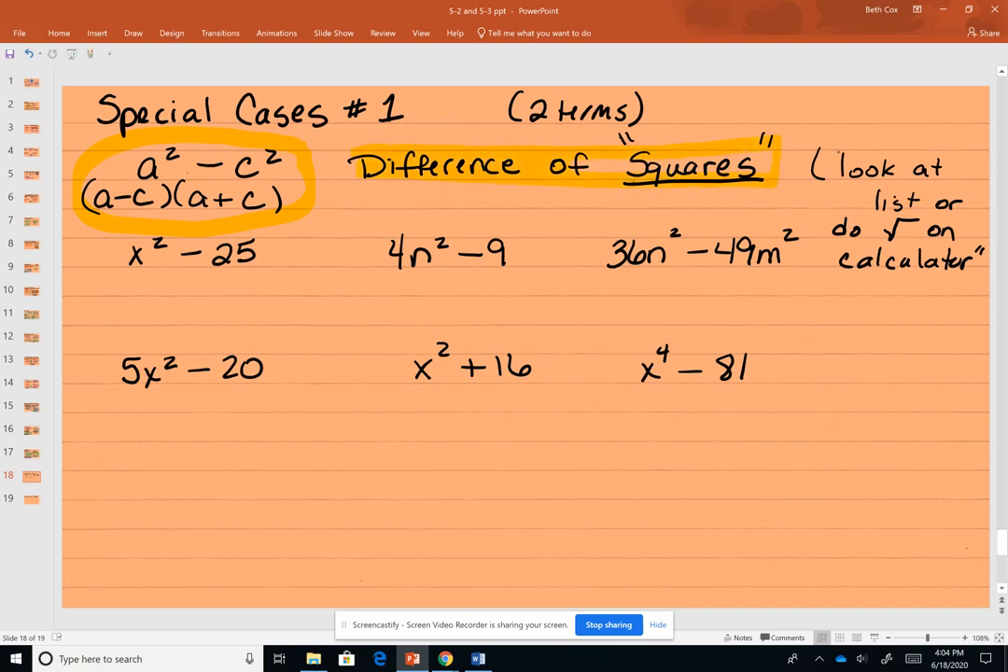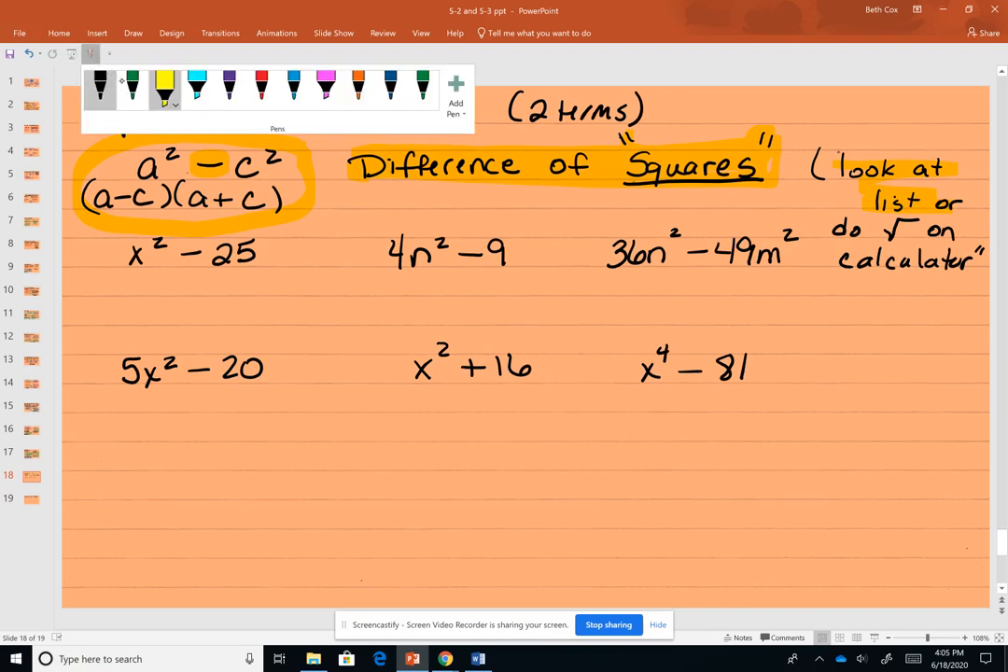squares. Now this term squares, this is where you want to look at your list. And the term difference means subtract. So this is what this is called, a difference of squares. And I've got 6 examples I want to show you. So let's go through them very quickly.